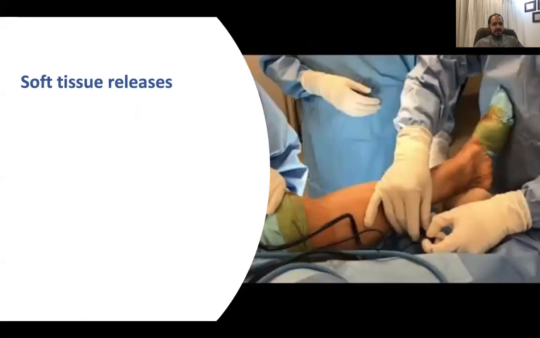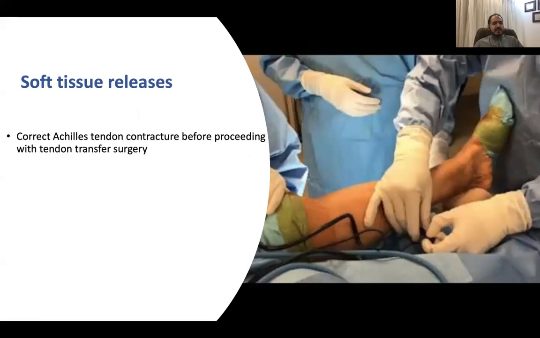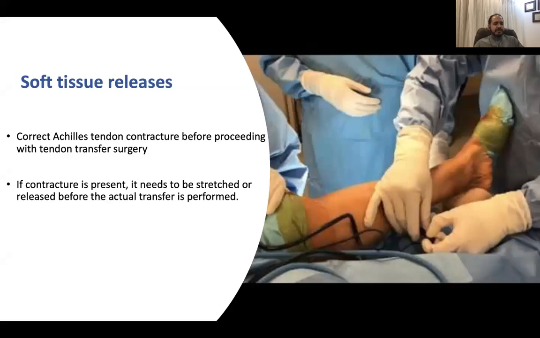Moving to other surgical options. So we have soft tissue releases, and these are usually done in patients where there is equinus contracture, usually to correct Achilles tendon or gastrocnemius complex contracture before proceeding to the tendon transfer. More than 90% of the time, it's done in the same surgery as the tendon transfers. So it's very crucial to assess the soft tissue contracture.